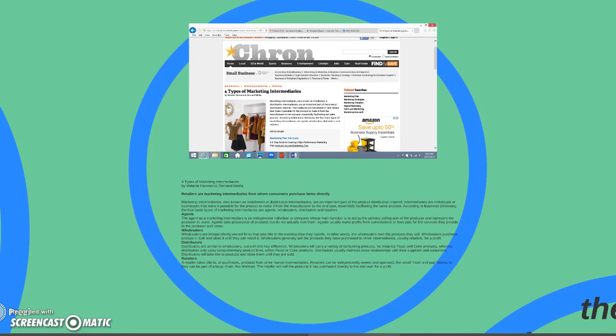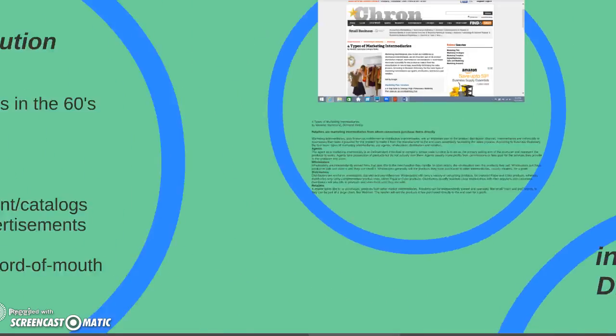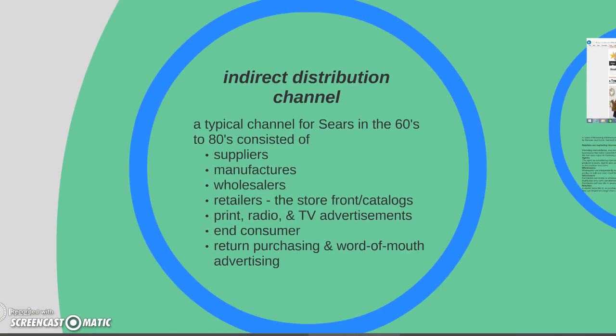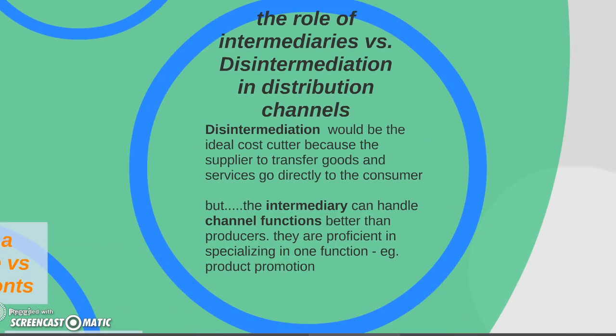And there are 4 types of marketing intermediaries: agents, wholesalers, distributors, and retailers. The indirect distribution channel, a good example was the Sears in the 60s to the 80s, and it was easy to do business that way. It was less complicated than it is now.